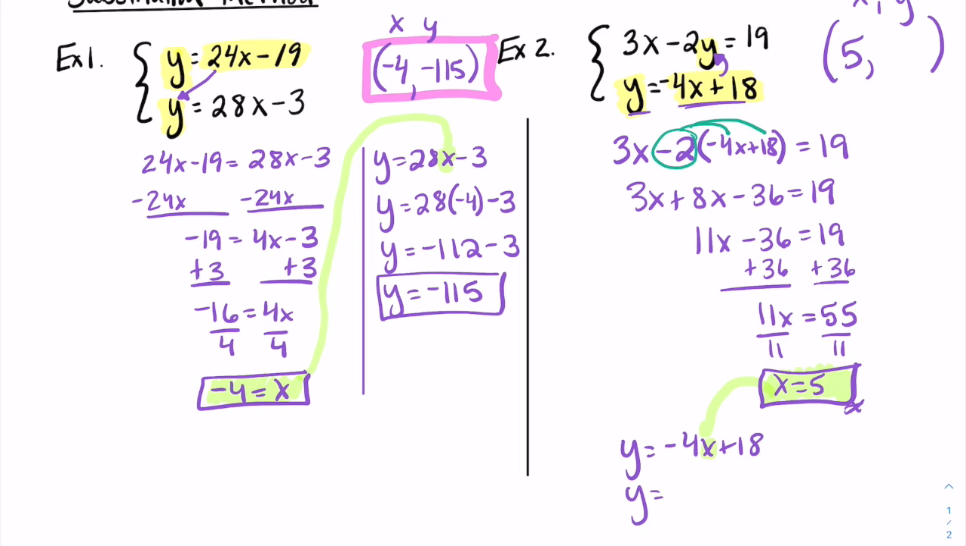So y equals negative 4 times 5 plus 18. y equals negative 20 plus 18. And that would give us a y value of negative 2. So y is negative 2. So the point of intersection, the solution for that system, would be the point 5, negative 2.